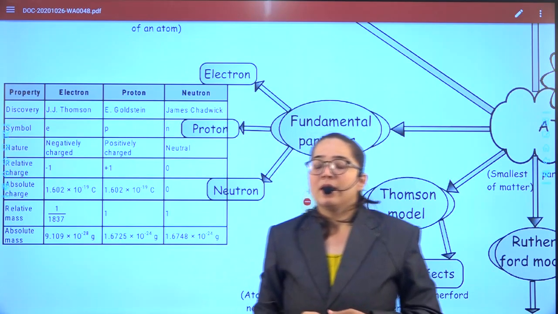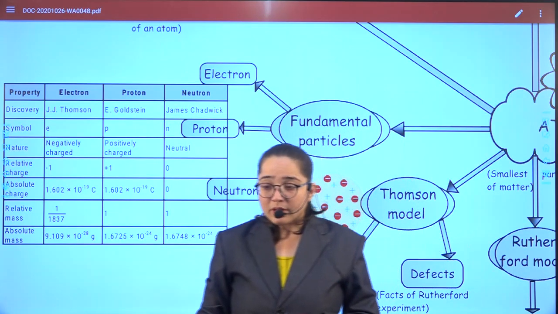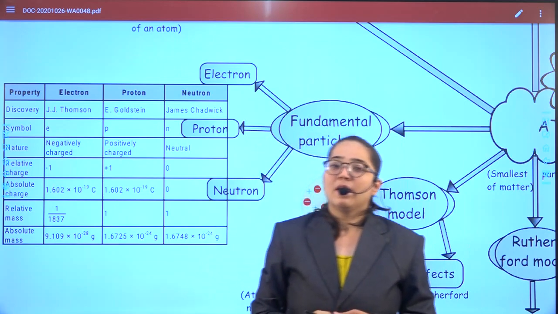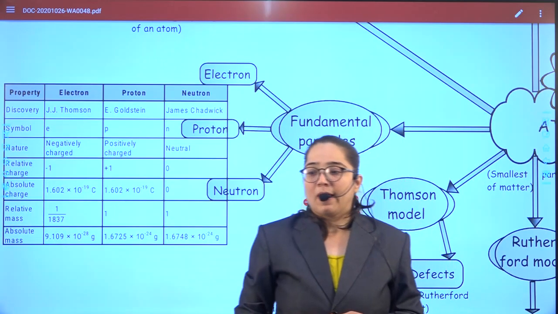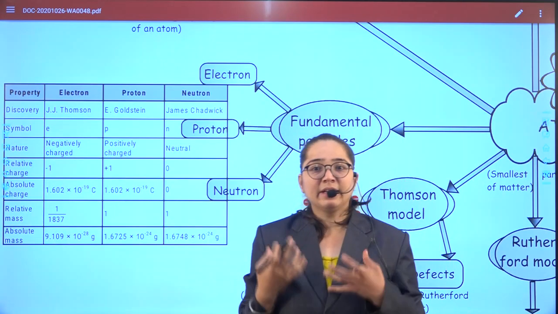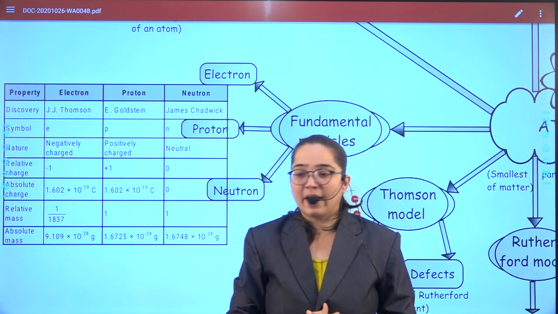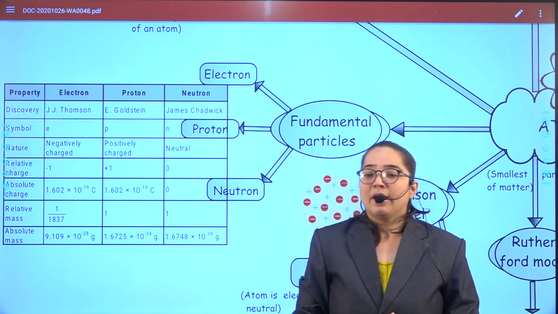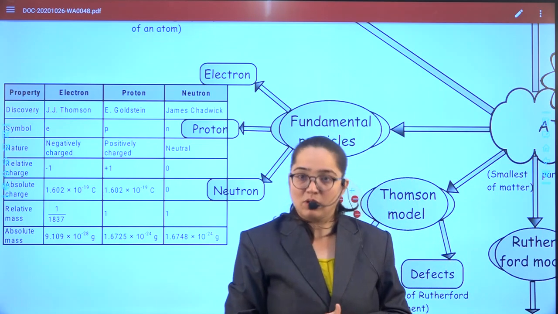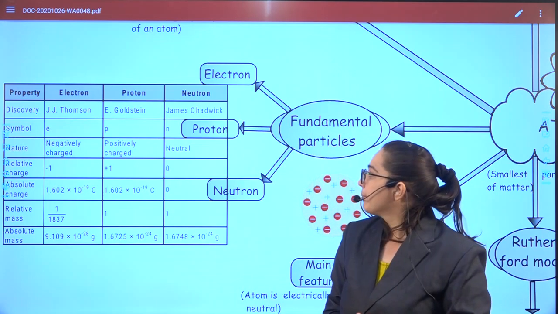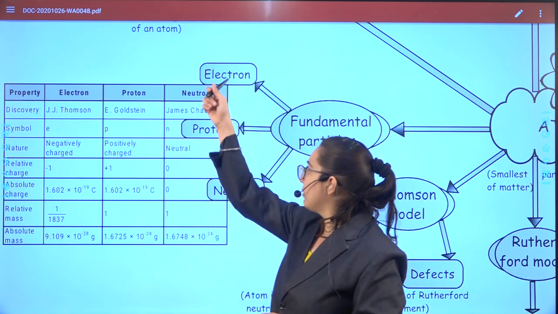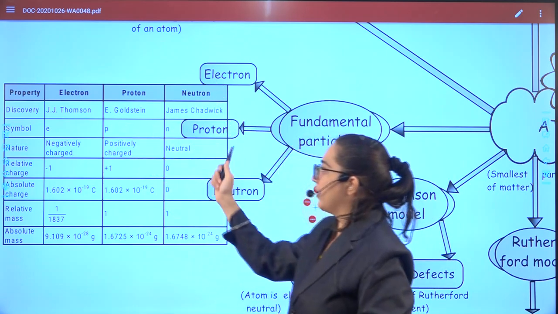Now how was neutron discovered? He had bombarded alpha rays, and then he came to the conclusion that there is something again extra that is there in any of the atom, and he gave the concept of the neutrons. So this is about the electron, proton and neutron.